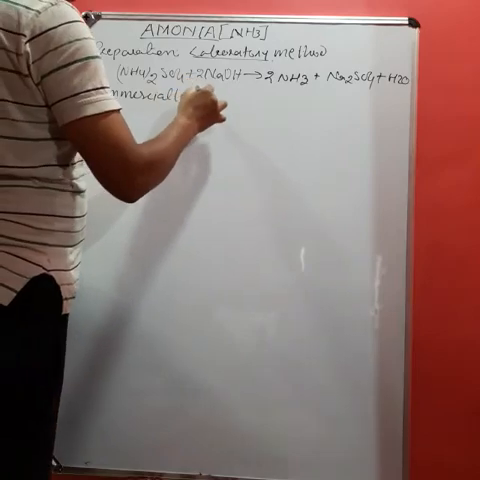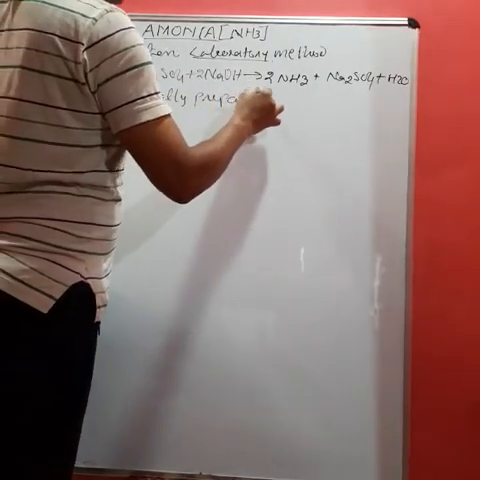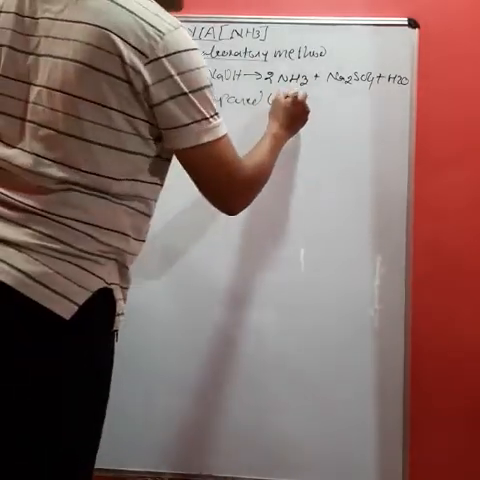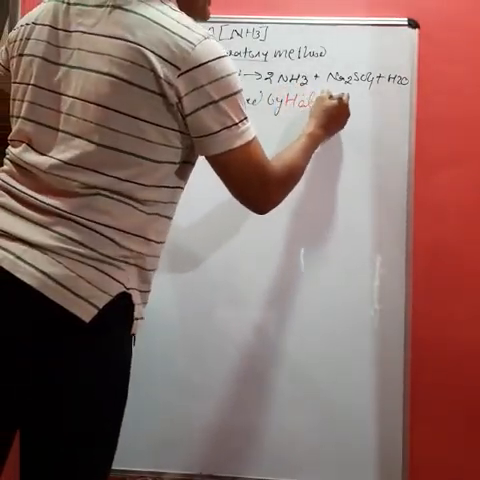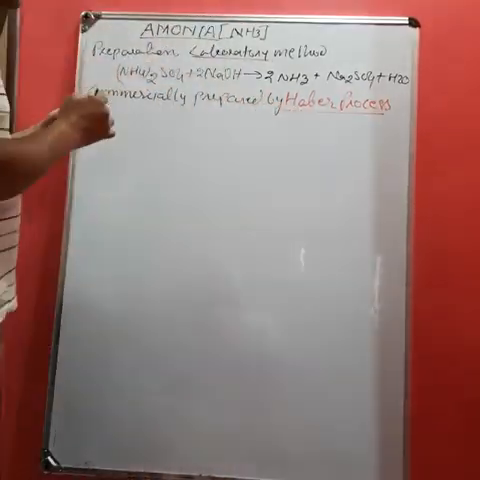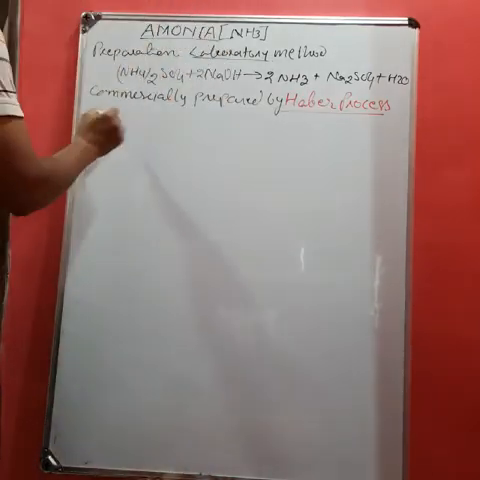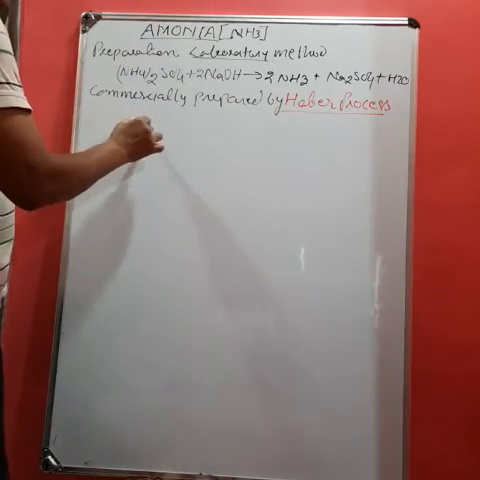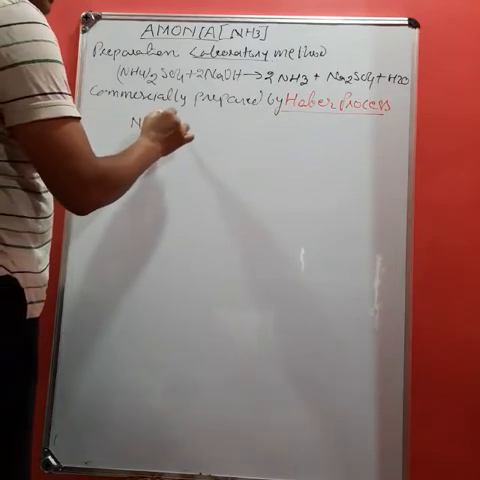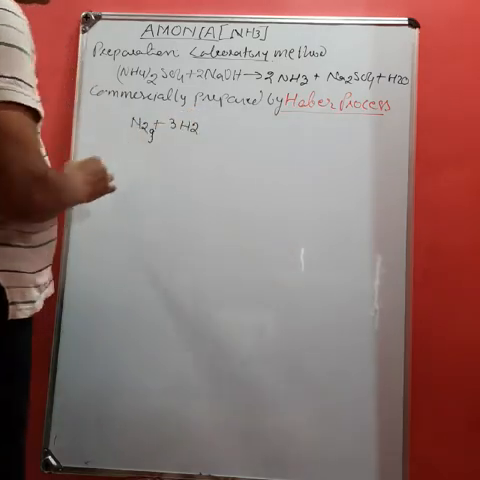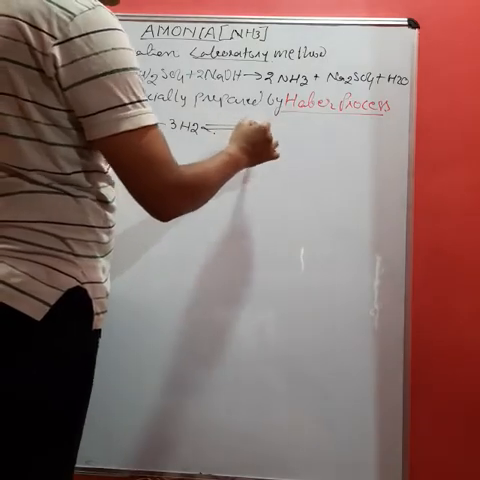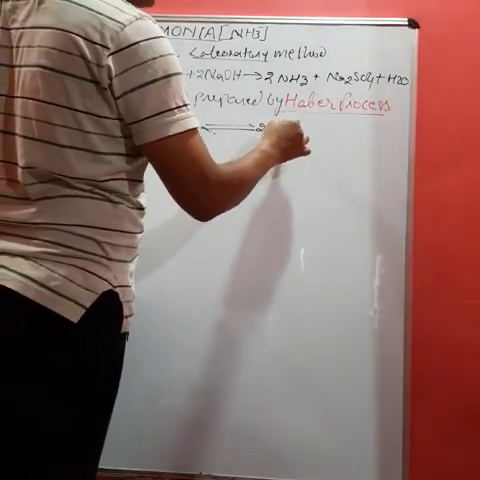You can prepare it in the laboratory also, but the commercial method is commercially prepared by. Tell me, what is its commercial method? You all know what this is? Prepared by the Haber process. Okay, in the Haber process, 1 mole nitrogen or 1 part nitrogen gas is treated with 3 moles hydrogen gas, using a particular set of conditions to form ammonia.